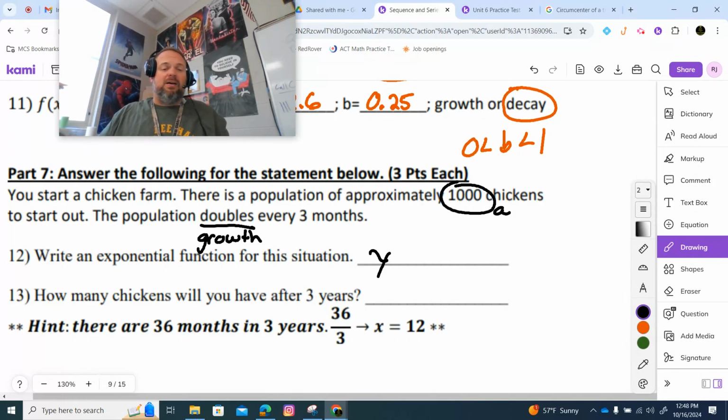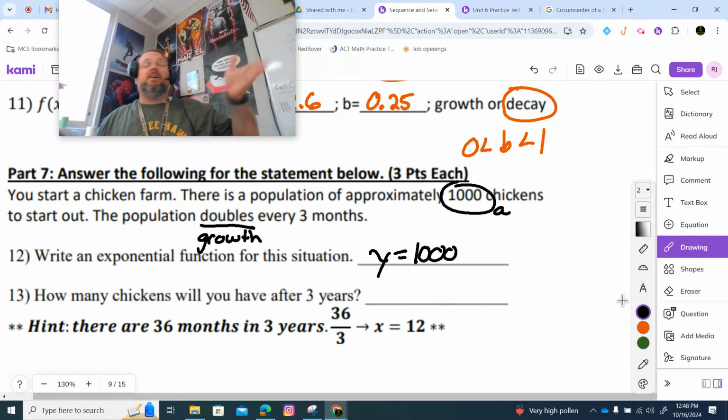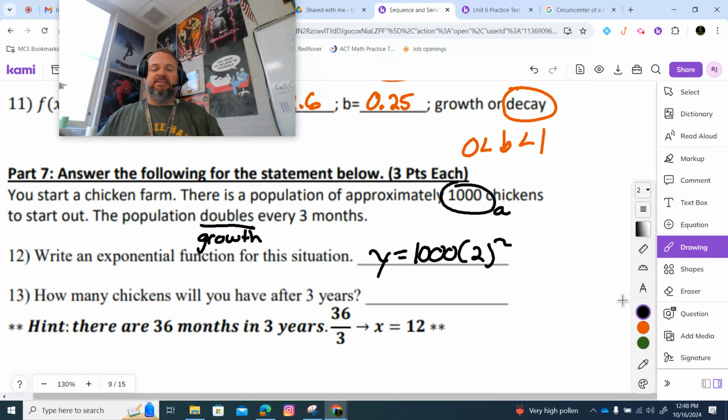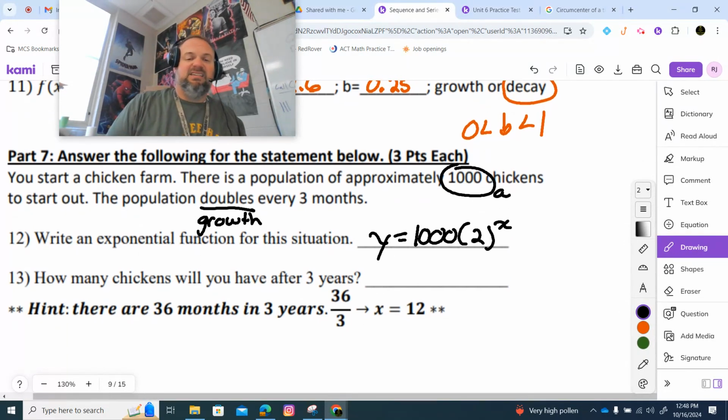So when we write our function, which is again very similar to what we did yesterday. You mean some of this stuff is connected? It's almost like it's all on the same test for the same reason. Dang it, Bobby.